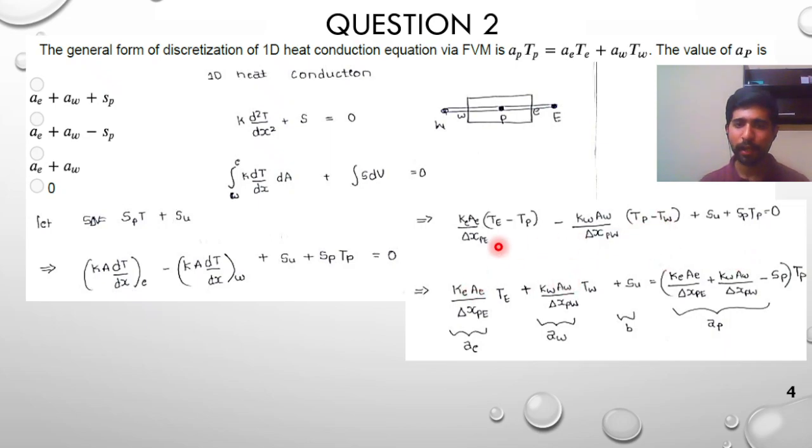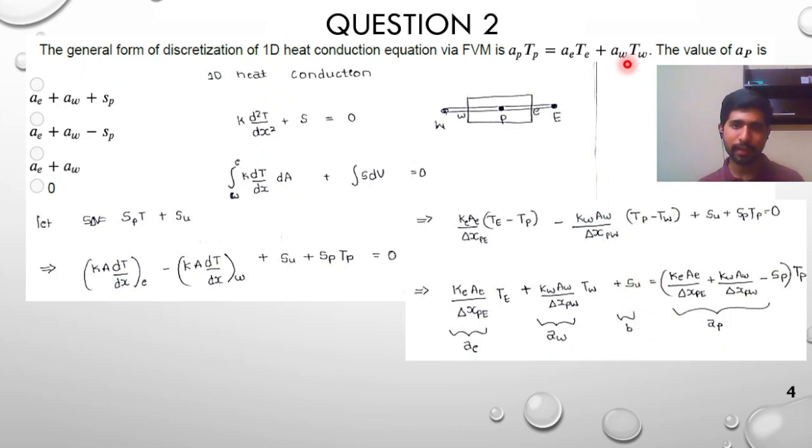So if we expand it again, just taking the TE and TW terms, keeping them on the left hand side, and I'm just shifting the coefficients of TP to the right hand side, if you see. Because TP is associated with a minus sign, that is why I'm shifting it to the right hand side, so that it becomes positive. Now you have to clearly see that it becomes SP TP. If it goes to the right hand side, it will become minus SP into TP. So this is your AE, AW and B term.